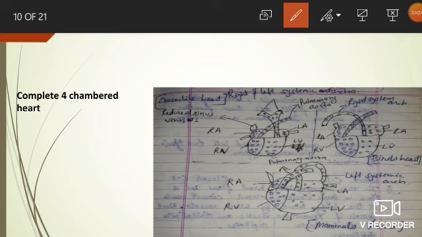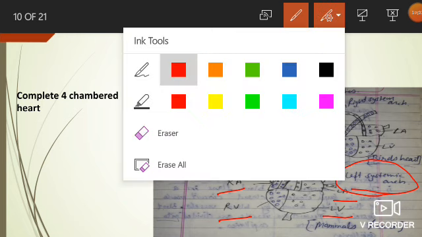In mammalian hearts, there is only the left systemic arch. The rest of the structure is the same: pulmonary aorta, right atrium, left atrium, right ventricle, left ventricle, but only the left systemic arch is present in this.